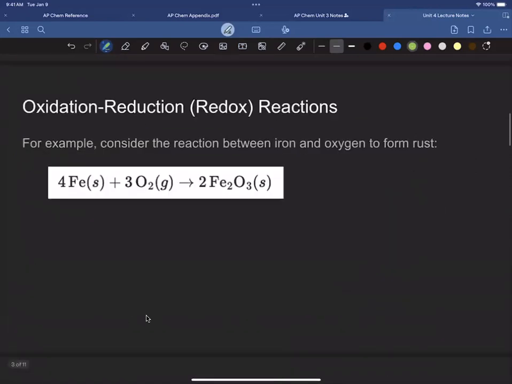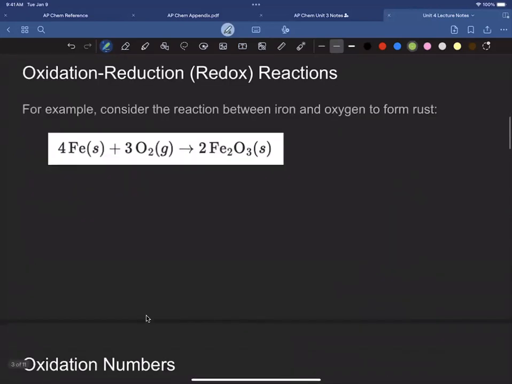All right, let's look at an example here. So here's an example of a redox reaction. This is the rusting of iron, all right? Now, here, Fe, it's a solid. Here's Fe and oxygen. They don't have any charges right now. They're both neutral, right? Charge neutral.